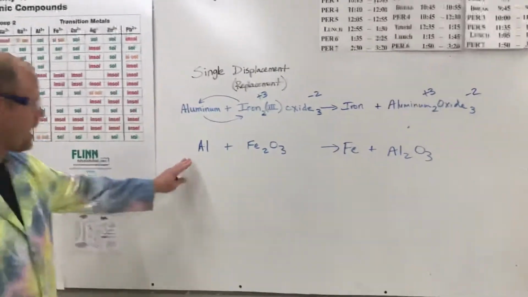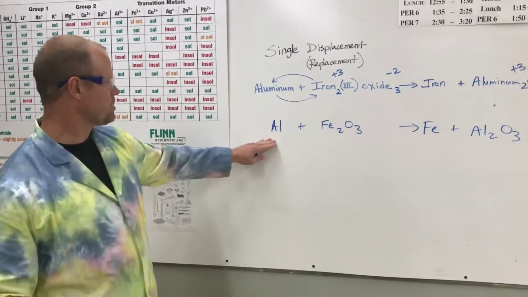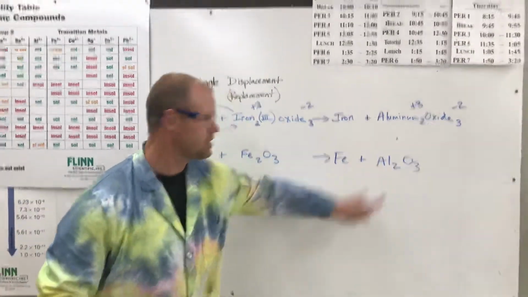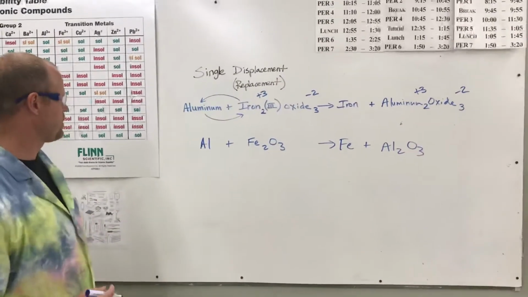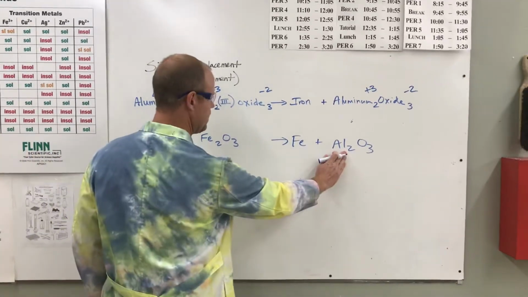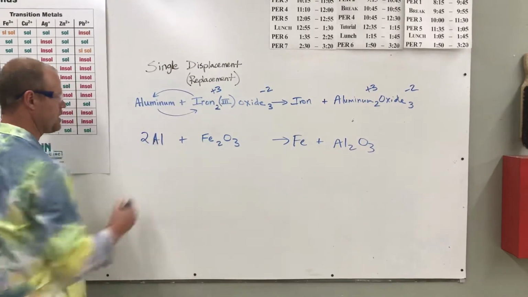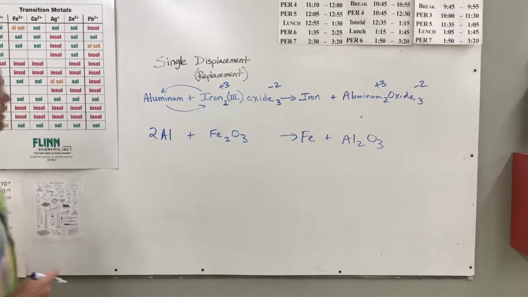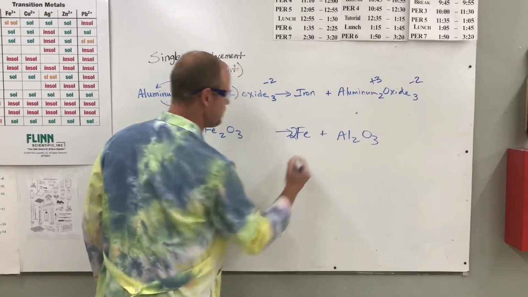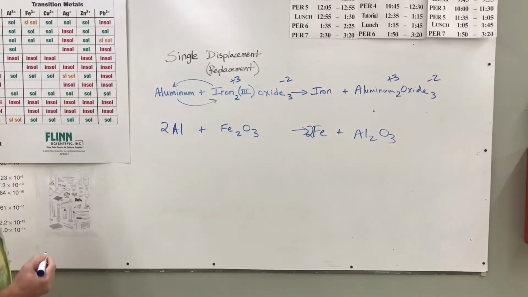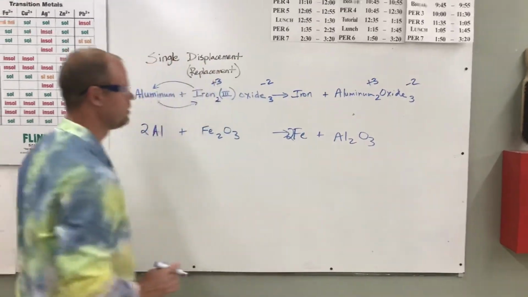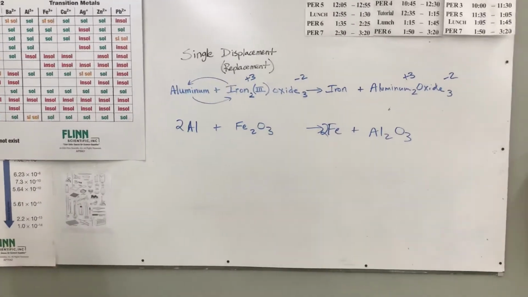And you can see kind of the scheme of how this looks. You have a single element, it goes in and kicks this other element out, and now they flip-flop places. Okay, take a look at the balancing here. We have 1 aluminum on this side, we've got 2 aluminums on that side. So I'm going to need to put a 2 in front of this, and now my aluminums are balanced. Let's take a look at iron atoms. I have 2 iron atoms over here, so I'm going to need a 2 right there to balance those iron atoms. And then I count my oxygens, there's 3 on the left, and there's 3 on the right. Okay. And that would be an example of a single displacement reaction.